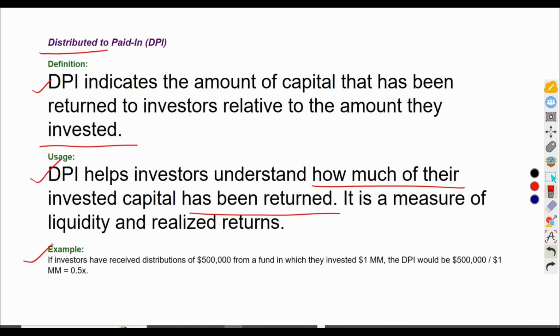Let's take an example. If an investor has received a distribution of 0.5 million from a fund in which they invested 1 million, the DPI, distributed to paid in, would be 0.5 million divided by 1 million. So it means 0.5x has been distributed to the investor till now, received against the capital invested. So this indicator helps the investor understand how much amount the investor received, and how much amount the investor has invested in this particular pool or vehicle.